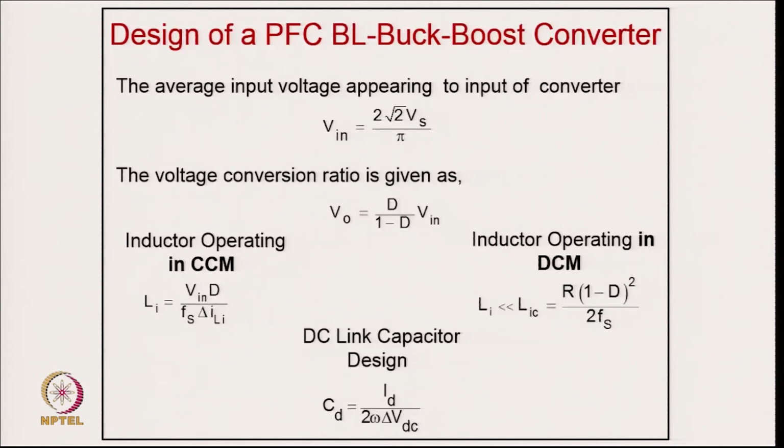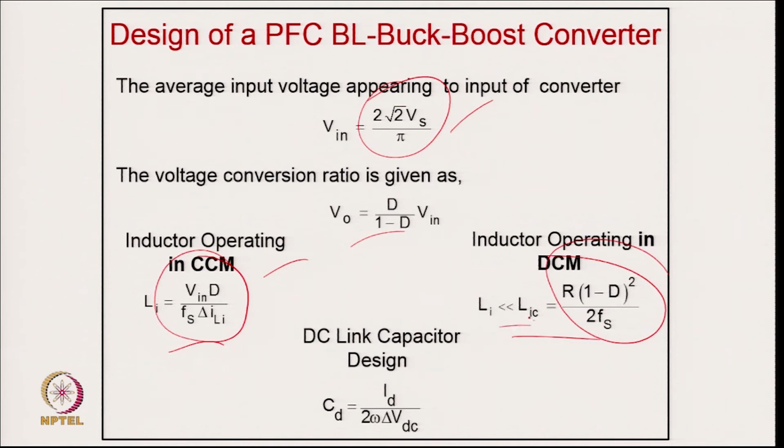So, coming to the design, you have input voltage, which is typically the rectified output of a diode rectifier, and you have a relation between input and output. So, you can design the inductor in CCM from this relation. For DCM you can design using this relation. The inductor should be less than this critical value. If you want to operate in boundary condition, you can take it equal to this value, and the output capacitor is in all cases selected this way.